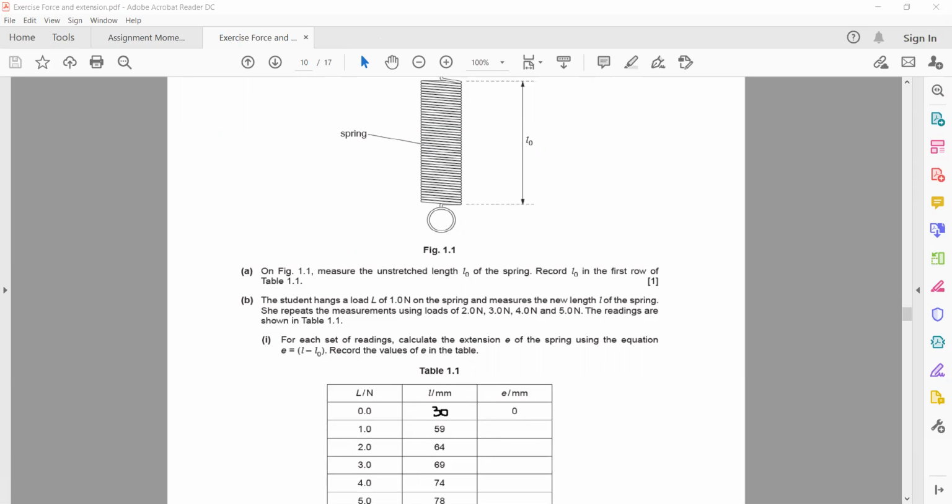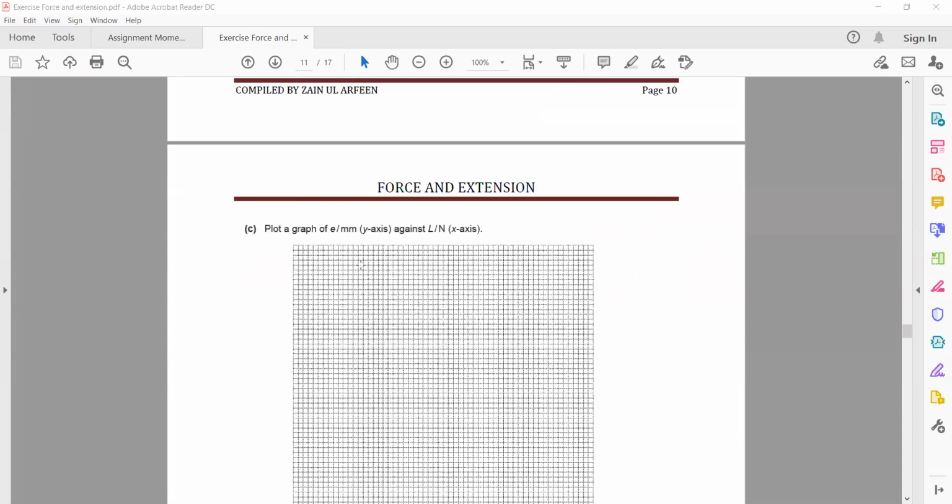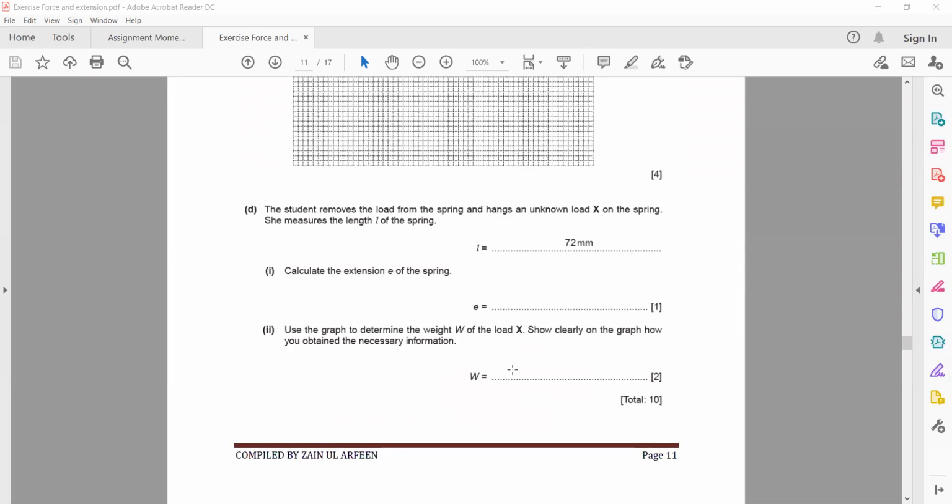Then how to calculate extension? It is just the difference between the two values. If originally it is 30 and new is 59, so 59 minus 30 is equal to 29. Same thing, 64 minus 30 is equal to 34. So you will complete this table and then plot the graph. Any other question? Then the other part is you have to plot the graph and then solve according to the graph.